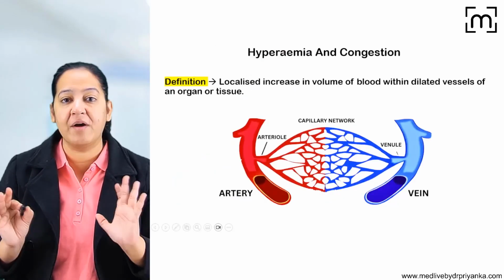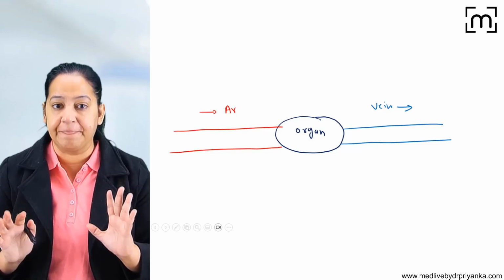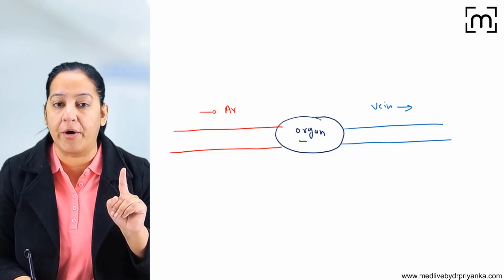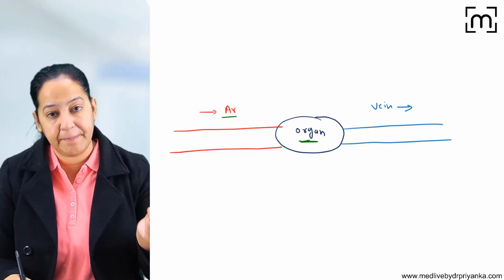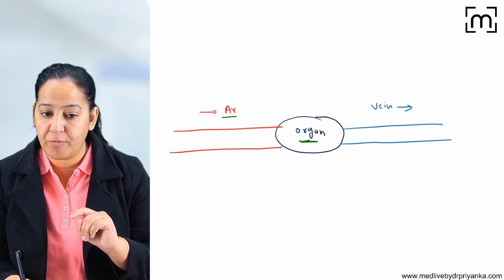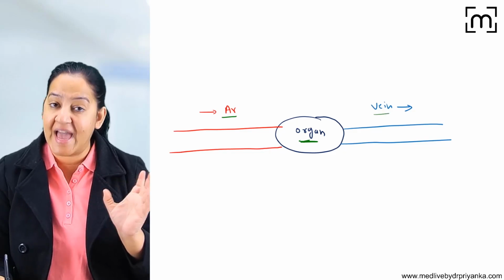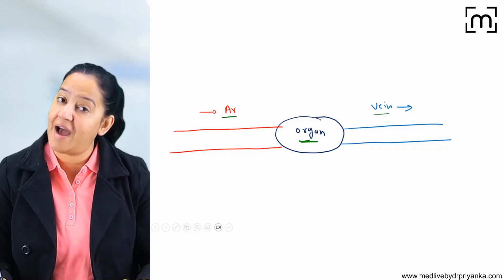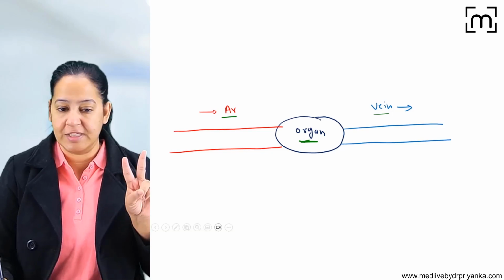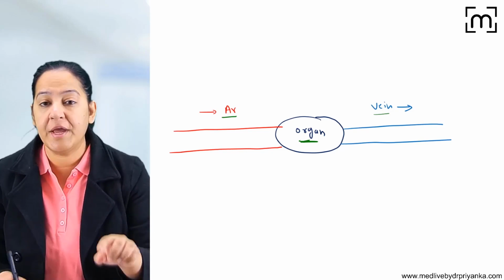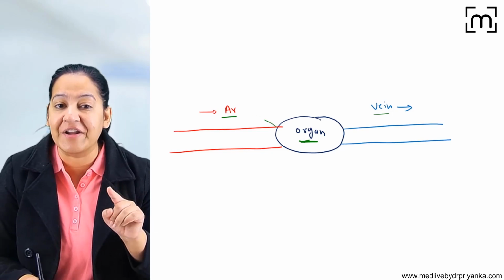So what is hyperemia? What is congestion? Now look at the diagram. In this diagram, you can see here is the organ. You can see the artery is supplying oxygenated blood to this organ, pure blood to this organ, and the vein is carrying deoxygenated blood or impure blood away from the organ. Now imagine two things one by one. First of all, you imagine what happens if the artery got dilated.